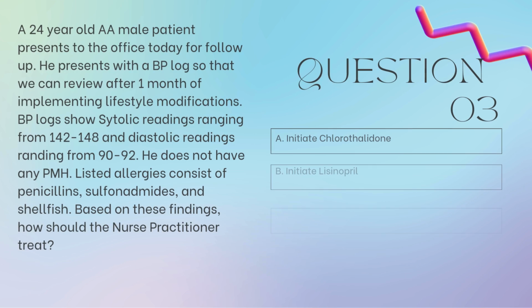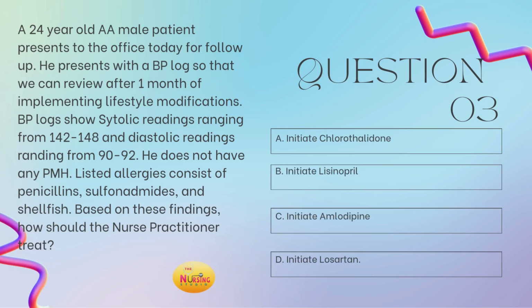All right. And question number 3, you guys. A 24-year-old African American male patient presents to the office today for follow up. He presents with a blood pressure log so that we can review after 1 month of implementing lifestyle modifications. Blood pressure log shows systolic readings ranging from 142 to 148 and diastolic readings ranging from 90 to 92. He does not have any past medical history. Listed allergies consist of penicillins, sulfonamides, and shellfish.